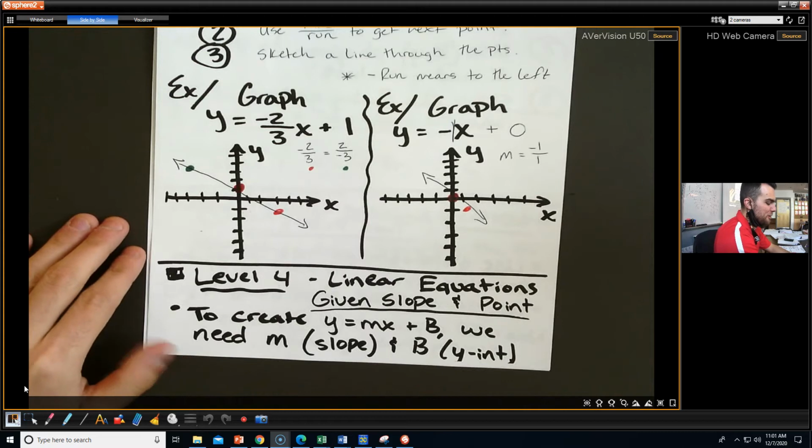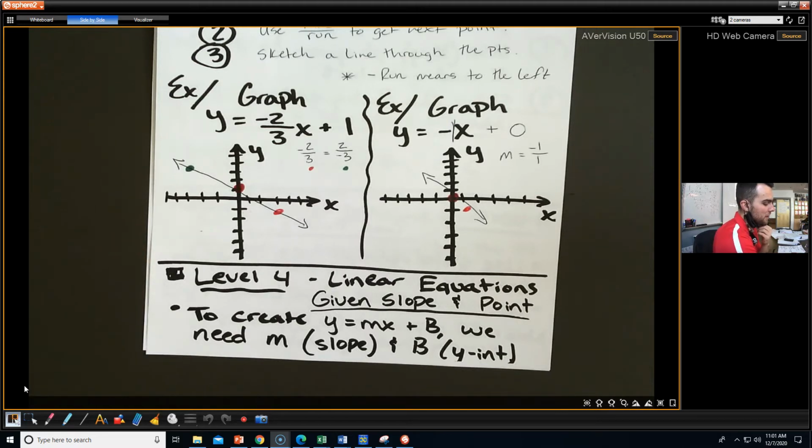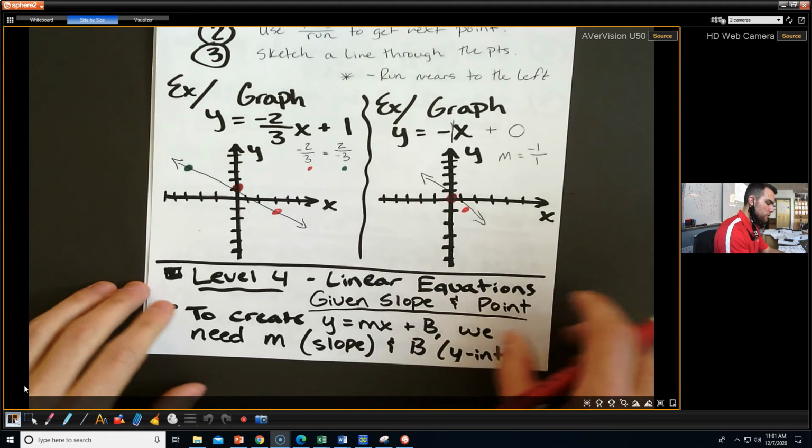Level 4, linear equations, given slope and point. So to create y equals mx plus b, we need the slope, and we need the y-intercept. We need the b. So let's see what that looks like. Let's turn our page. We've kind of already been doing it.